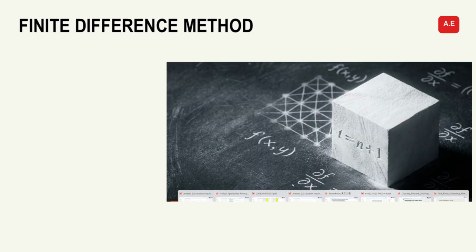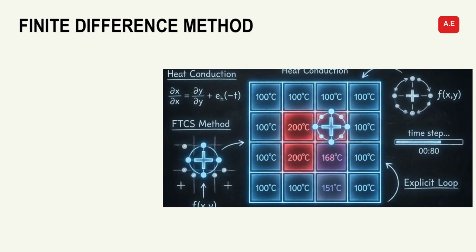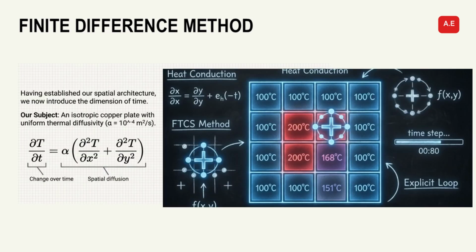This copper plate is discretized into a 4x4 grid. Outer nodes are physically locked at 100 degrees, while the interior nodes start at 200. As time steps forward, the explicit loop triggers. Interior nodes read cooler neighbors and update their temperatures, actively diffusing heat outward.